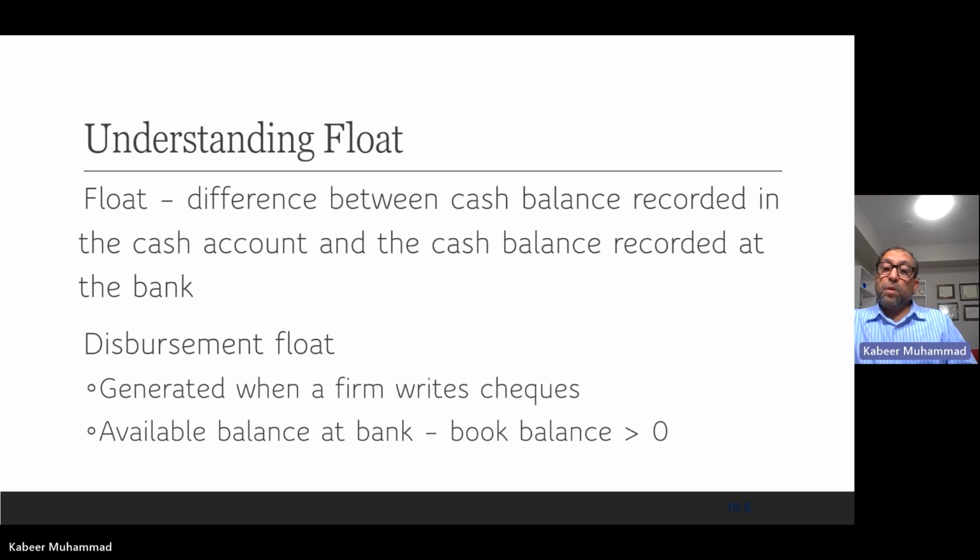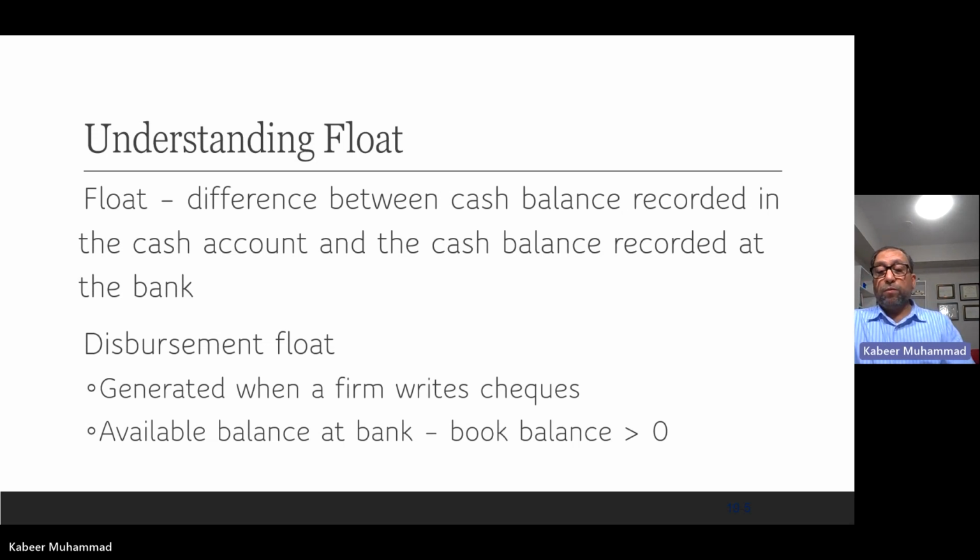If we make some payments to our suppliers, but those suppliers did not present these checks to their bank, and through the collection process they want to get it, so if it is not yet deducted from our account, that's what we call a disbursement float. So the float is there: the difference between the cash balance recorded in the cash account and the cash balance recorded at the bank. This is what I explained.